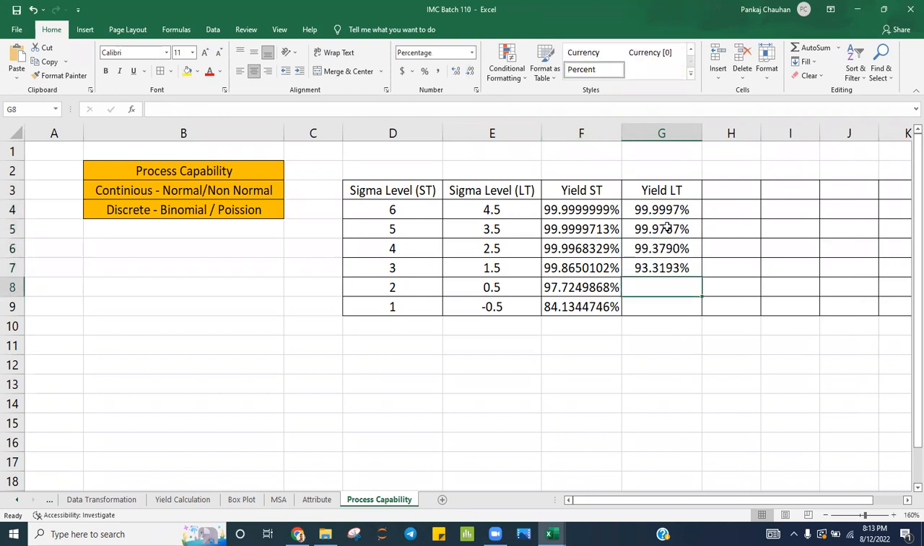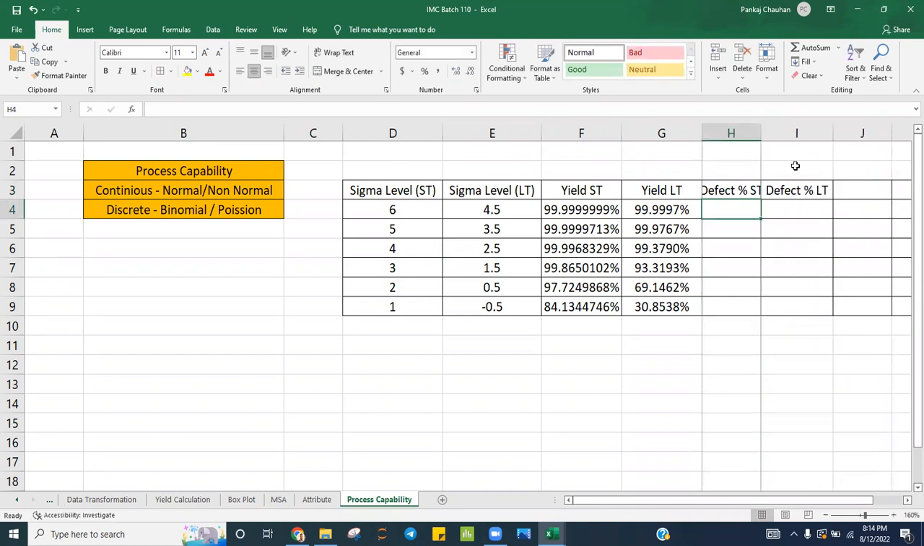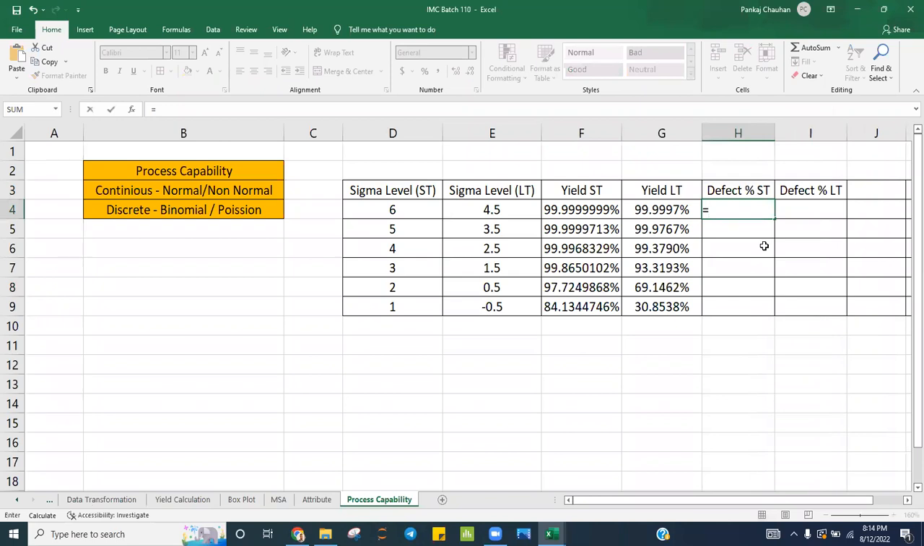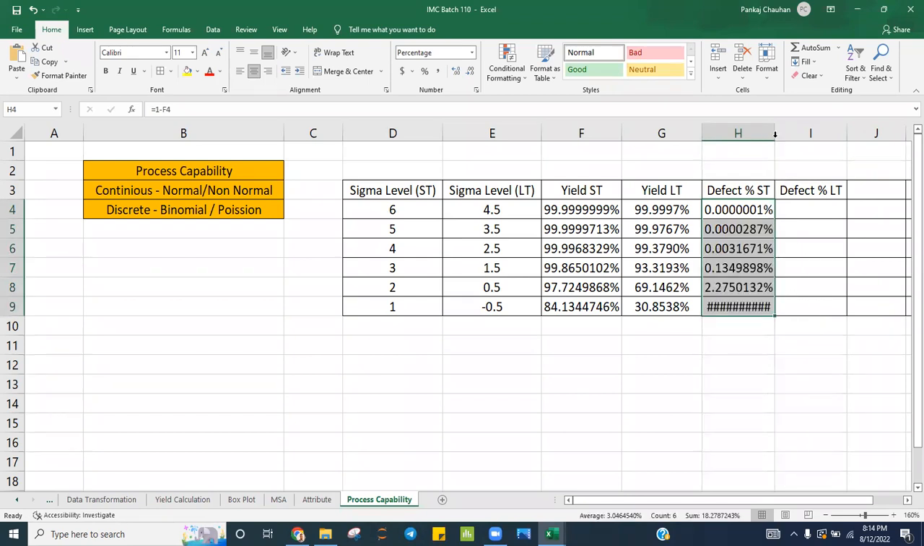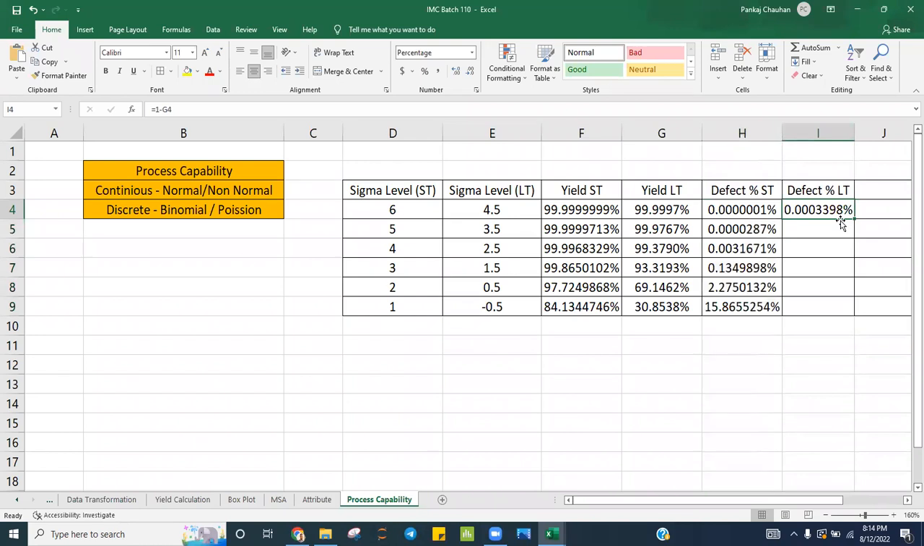In a similar way, I'll make you understand how to convert into DPMO. So what is first? We'll see the defect percentage for the short term and the defect percentage for the long term, right? So what is the defect? Defect is always 100% minus yield percentage. So 1 minus this percentage, if you do that, this is your defect percentage. In a similar way, you will have the defect percentage here, which is like this.